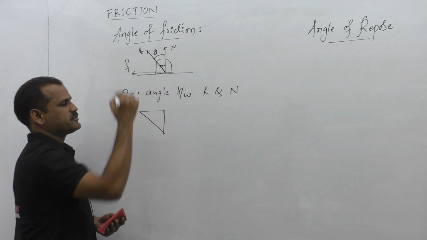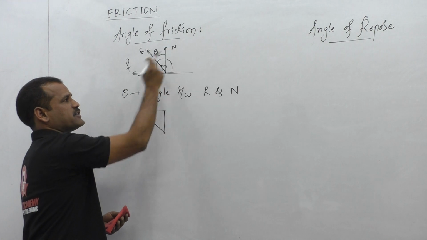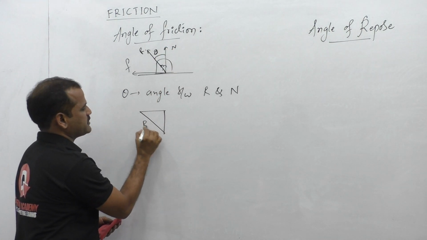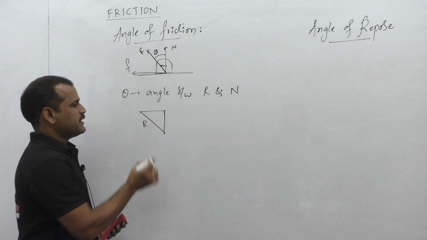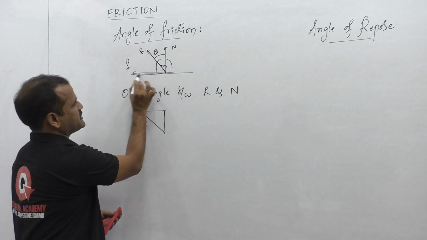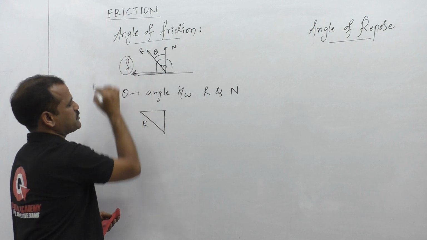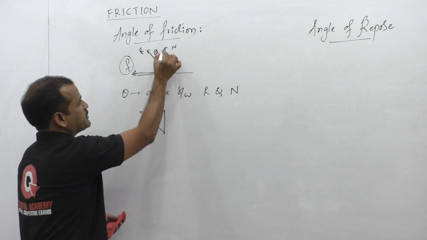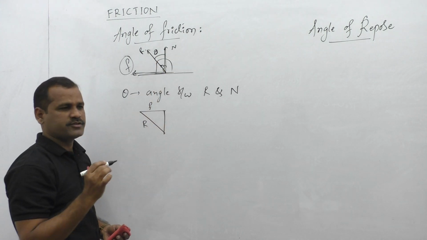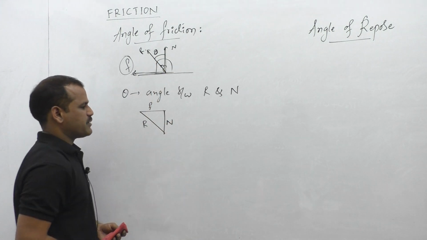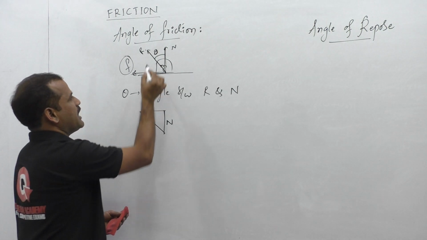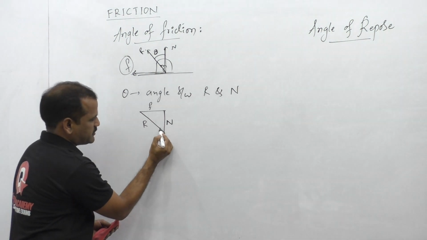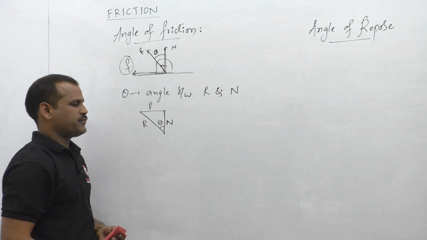Observe, this component is capital R, the resultant of frictional force and normal reaction. This is the hypotenuse. And this side is the tangential force, that is the frictional force F. This component is the normal reaction or normal force N. And the angle of friction is taken between R and N. So here we have taken this angle of friction.